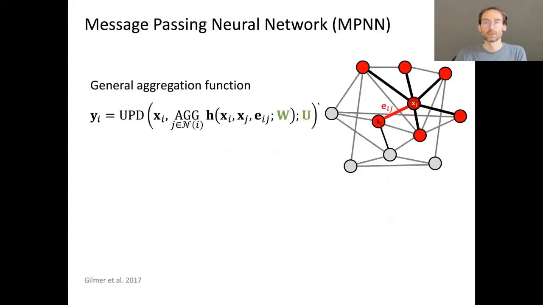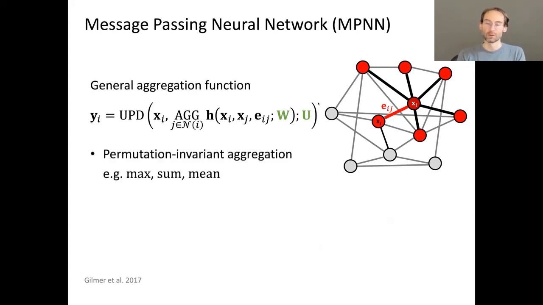So let's look at this general form of message passing neural network. It has two basic operations. We can aggregate the features from the neighbor nodes, and we can update the node itself, right? So we have node i. We take a look at all the neighbors. We aggregate the information from them by some permutation invariant function. Usually it's max, sum, or min. And then we have a function that updates the feature itself.